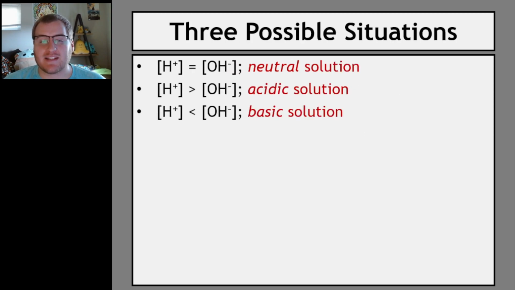So there's 3 possible situations for solutions. And we're going to look at these 2 ions because H plus is kind of like the acid ion. OH minus is like the base ion. If you have an equal concentration of both, you have a neutral solution, which was the case with water we just talked about. It had the same amount of H plus and OH minus. And if it's pure water, it always will, which is why we consider it neutral.